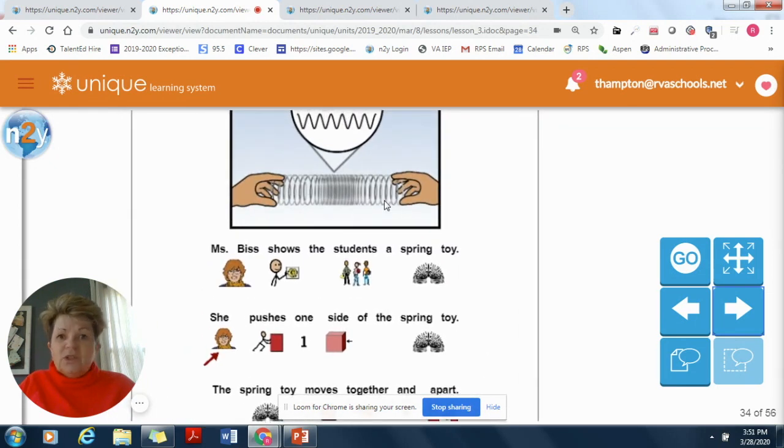Oh, so they're using the toy to help us understand how the sound wave moves. Oh, very good.